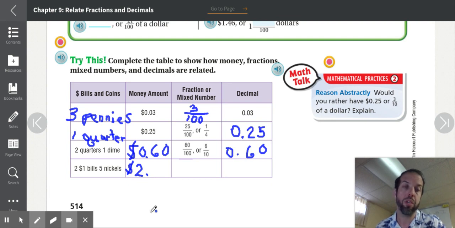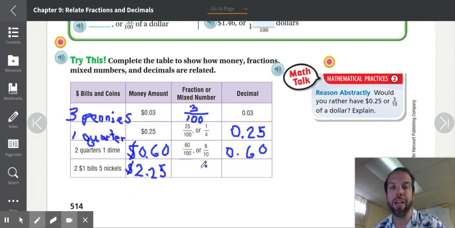So I can do this 2 ways, right? I can count by 5s 5 times, or I can think of 5 times 5. 5 times 5 is, you got it, 25. So that person has $2, and we still say the decimal, $2.25. All right, how would I write this as a fraction or mixed number?